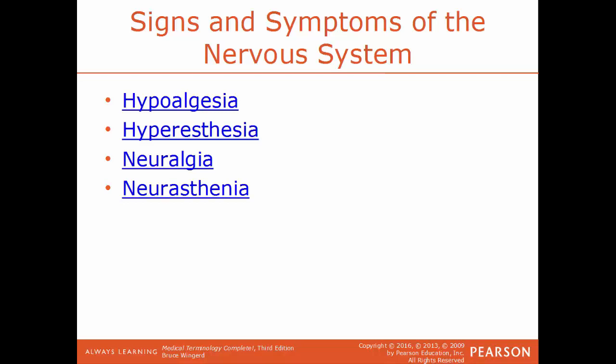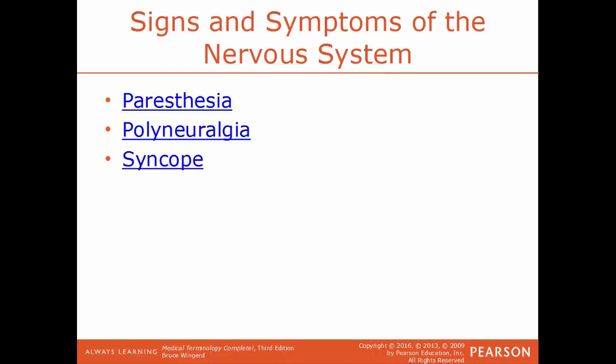Neuralgia. This is having intense, usually intermittent pain on the course of a nerve, usually in the face or in the head. Neurasthenia, this is a term that's not used that much anymore. This is a psychological disorder that is identified by being easily fatigued, having a lack of motivation, feelings of inadequacy, basically lazy nerves is how it breaks down.